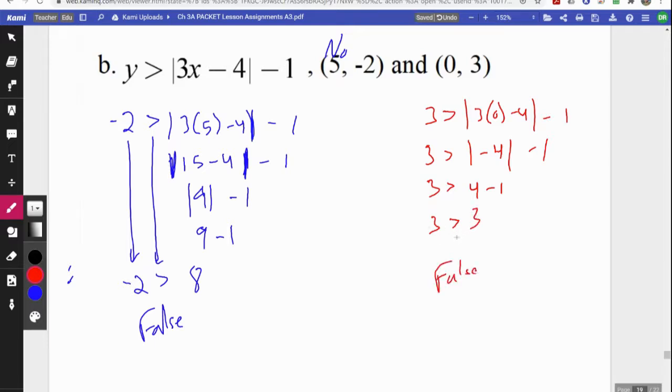If there were an or equal to sign, obviously that would be true because it's not greater than 3, but it is equal to it. So it does fit the criteria of making this a true statement if there had been an or equal to sign. It does not, so it's false. So neither of these points are in the solution region to this graph of an absolute value graph.